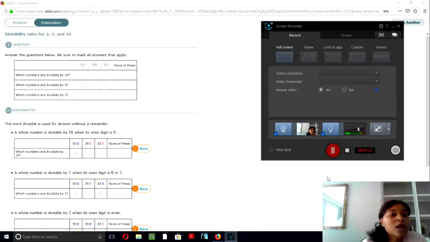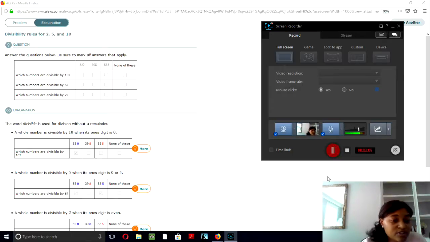So here, which numbers are divisible? The first problem says which numbers are divisible by 10. We have 550, 398, and 835. So here we'll look at the last two numbers. We know 50 is divisible by 10, so we will check that one. 398, no. If it was 400, yeah, but not 398. The last two, 35, if it was 30 or 40, yes, but not 835.